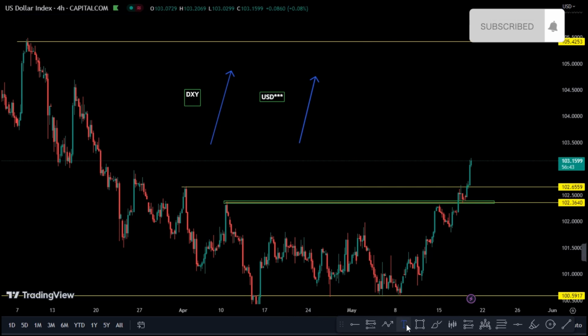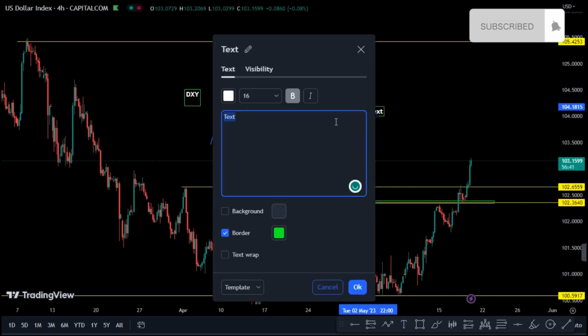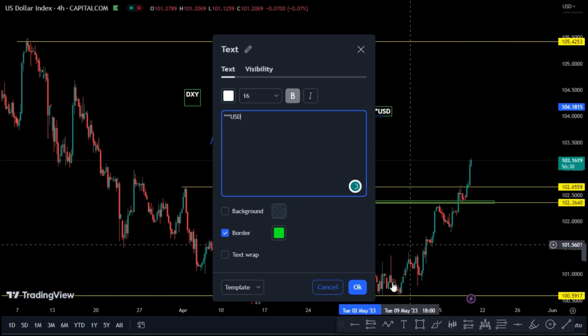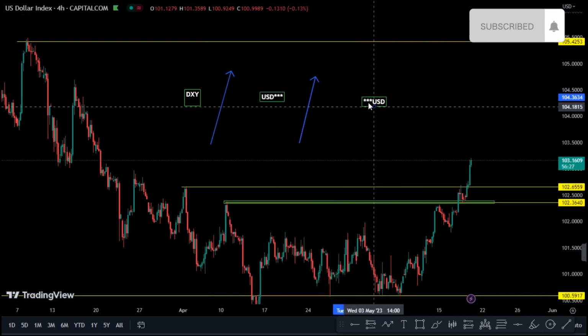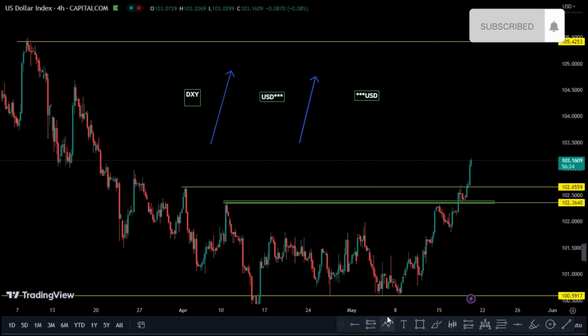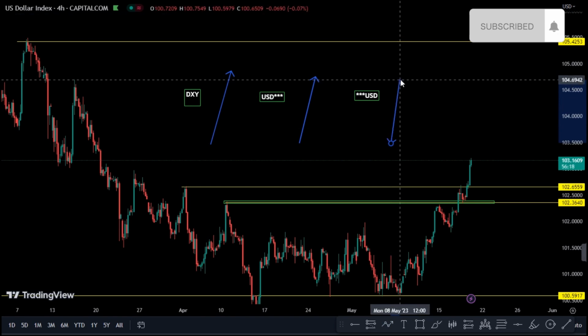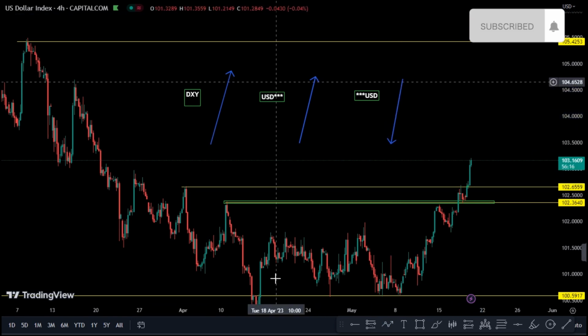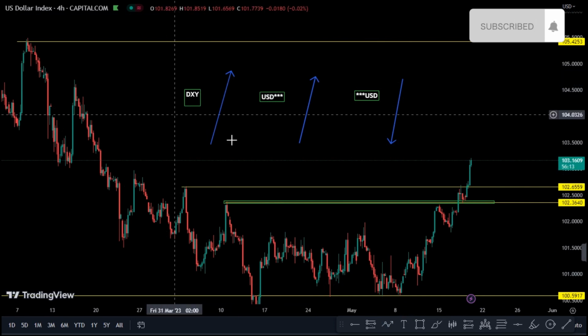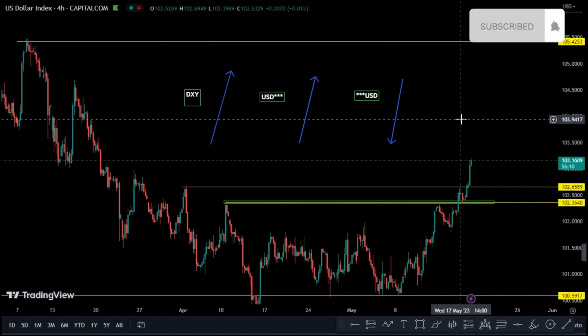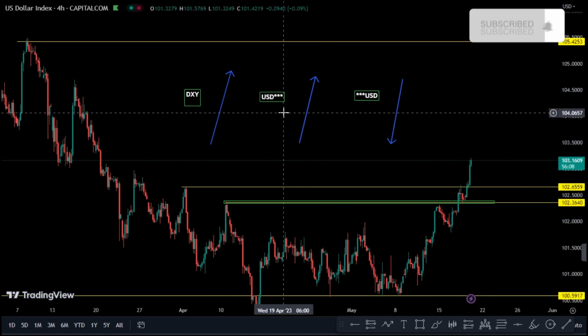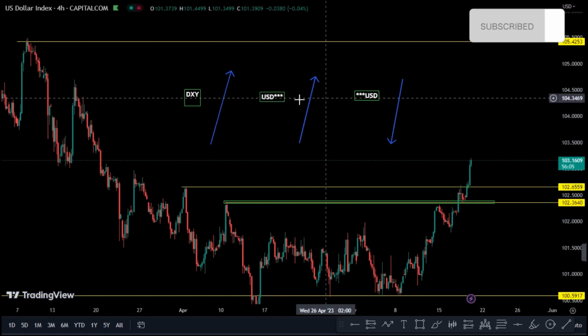And then the last one, there is a pair that has USD as a quote currency, meaning on your far right. That pair would be pushing down whenever DXY is pushing to the upside. So that is the formation or the order flow that you would have with the pairs that are related with DXY in such a manner.